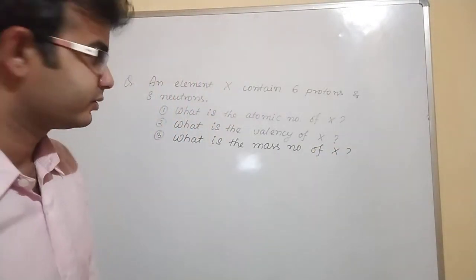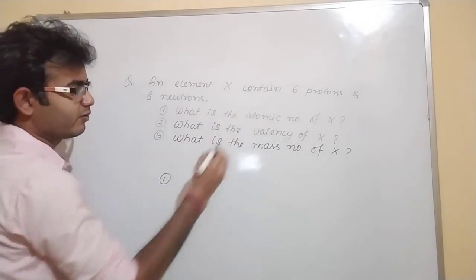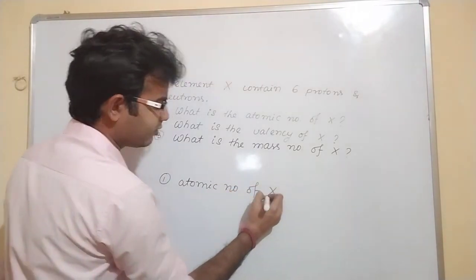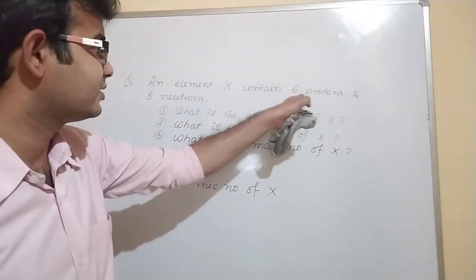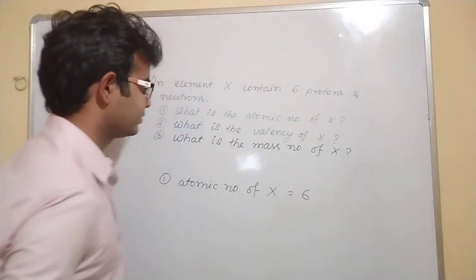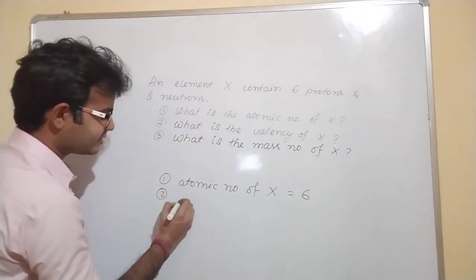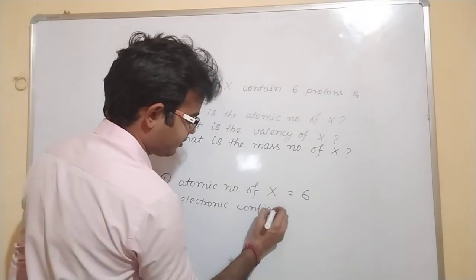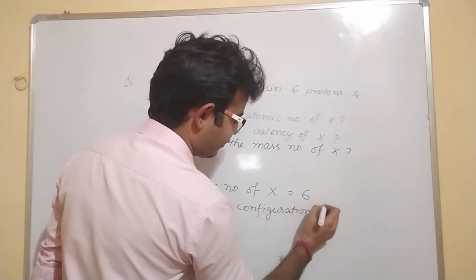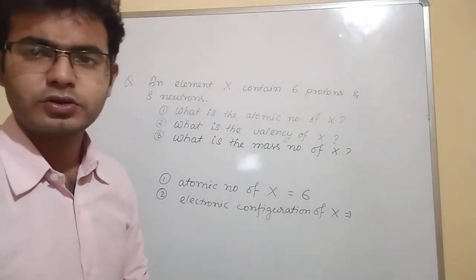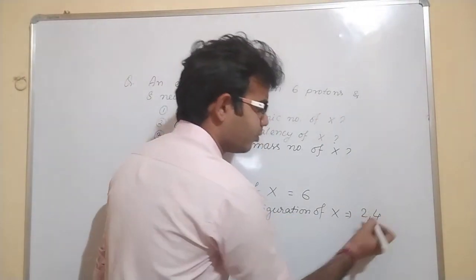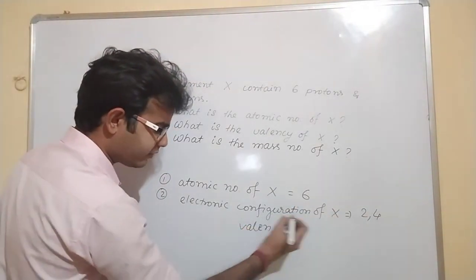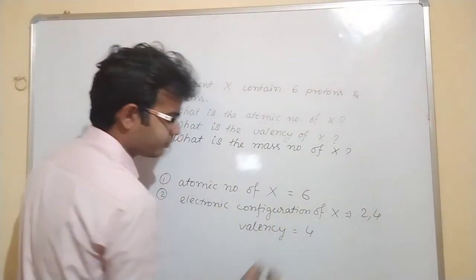So let us solve these questions. The first one, question number 1: what is the atomic number of X? Atomic number is the total number of protons. It is given that it contains 6 protons, so it is 6. Number 2, what is the valency? First we have to write the electronic configuration of X. As it contains 6 protons, it also contains 6 electrons, so electronic configuration will be 2, 4. As it contains 4 valence electrons, we do not lose or gain electrons, so it is shared valence electrons. So valency will be 4.